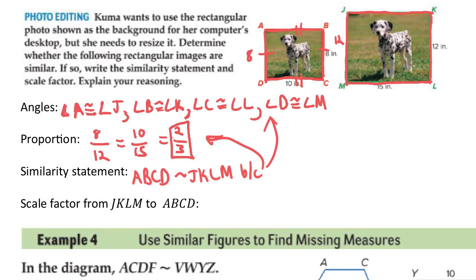Okay, what's the scale factor from JKLM to ABCD? Well, we're going this way, aren't we? Going from big to small. So our scale factor must be less than 1. Well, good. We got the scale factor right here then: k is equal to 2/3. If you're like, I don't understand which way I'm supposed to go, well, it says it right here. Scale factor from JKLM to ABCD. You can see you're shrinking, not enlarging. Therefore, the scale factor has got to be less than 1.